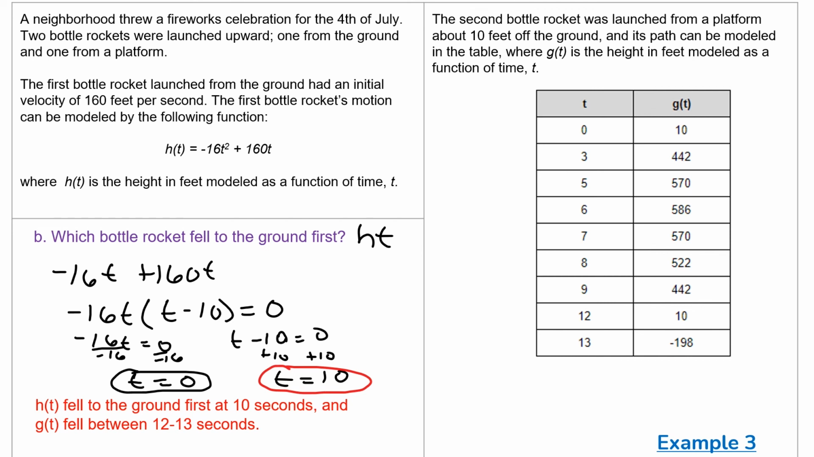Right here, let me put, because it fell after 10 seconds, we had to find the zeros. Here for G of T, it fell between 12 and 13 seconds. So it was at a negative right here. So 12 to 13 seconds and 10 seconds. So H of T hit the ground first. So hopefully you got it correct.